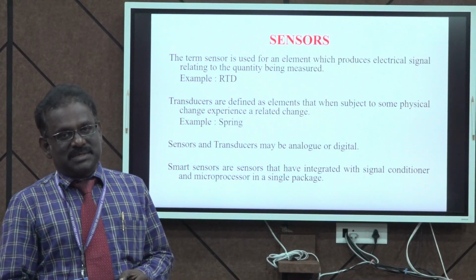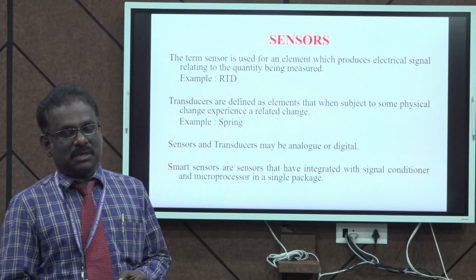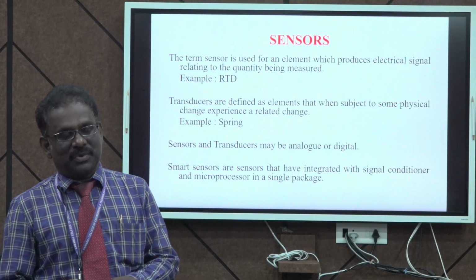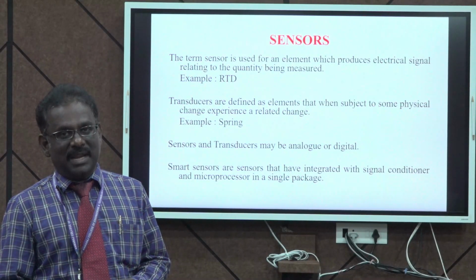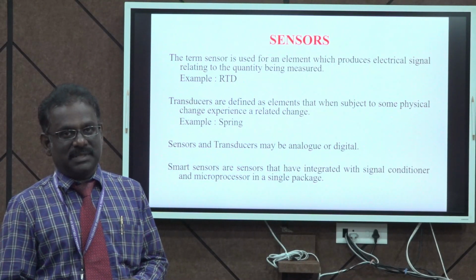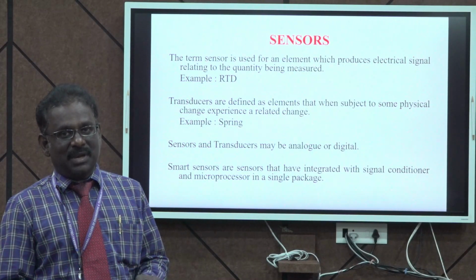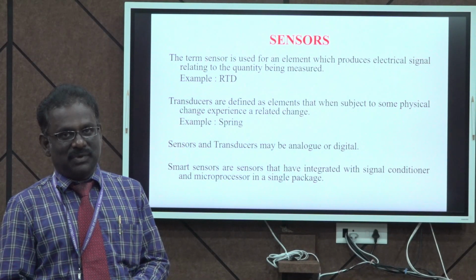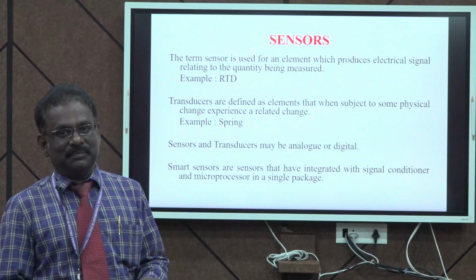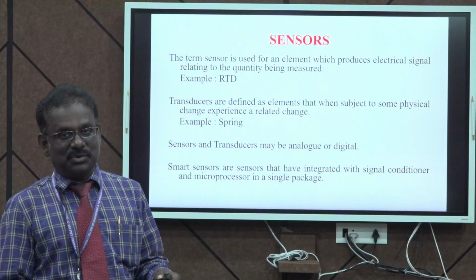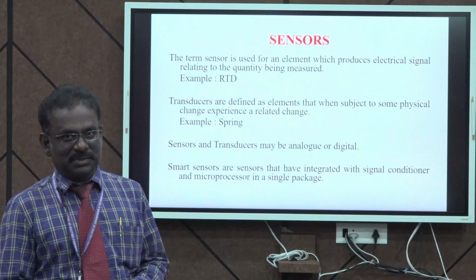All the natural sensors and transducers are analog in nature only. But if you want to process the output from the sensor or transducer using computers, there is a need to convert the analog signal into a digital one. For that we integrate an analog to digital converter with the sensor or transducer. Then the analog sensor or transducer is said to be a digital sensor or digital transducer.